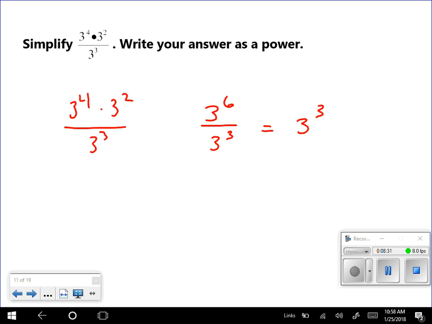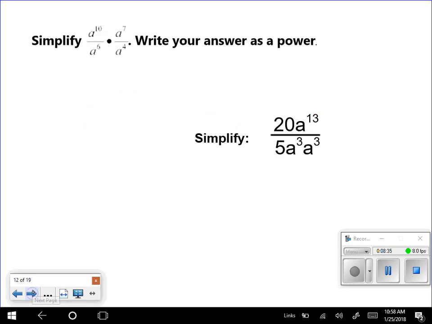So you're going to start to see some that have multiple properties included. Let's try this top one. Now we have a to the 10th divided by a to the 6th times a to the 7th divided by a to the 4th. Well, this is a little different than the last one. We need to take care of the division before we can multiply. So a to the 10th divided by a to the 6th would give us a to the 4th.